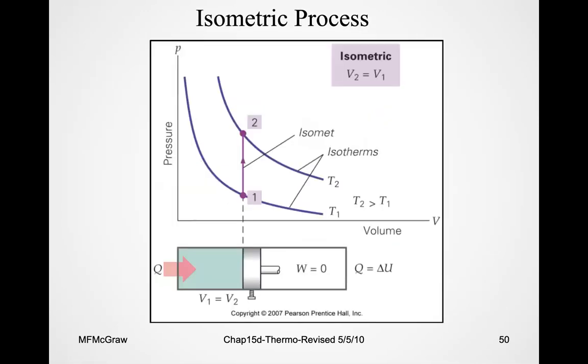If we're looking at an isometric process, this is where the volume is being held constant. So volume is being held constant. We can run the system at two different temperatures, have different heat flowing in. The piston is set in one spot, and our equation becomes our heat flow is equal to our change in internal energy.